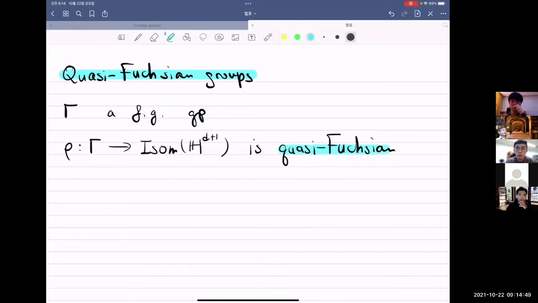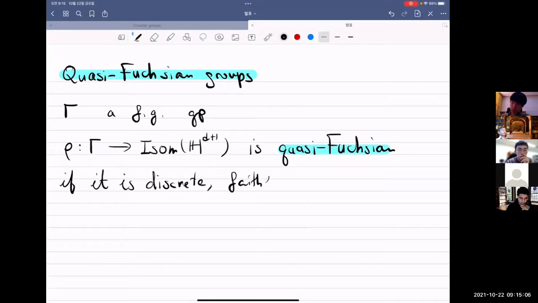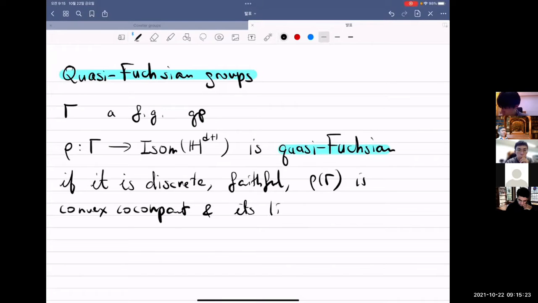This is the definition. If it is discrete, meaning the image is discrete, and faithful, meaning injective, and this image is convex co-compact, and its limit set is homeomorphic to the (d-1)-dimensional sphere. This is the definition of the Cauchy-Fuchsian group.